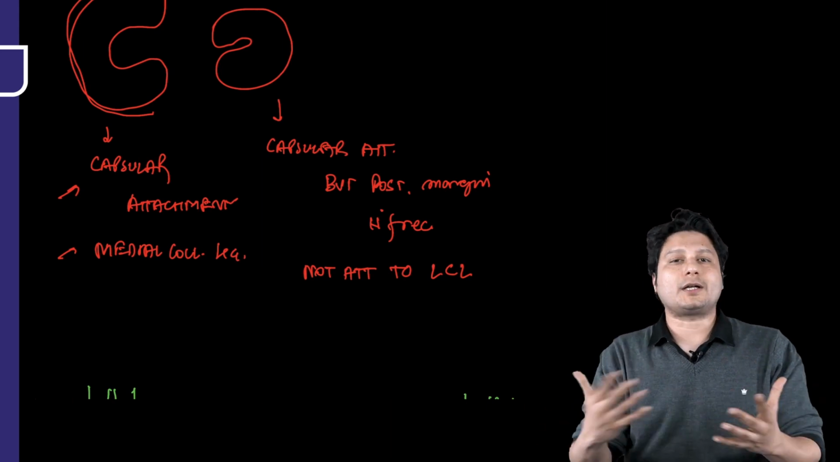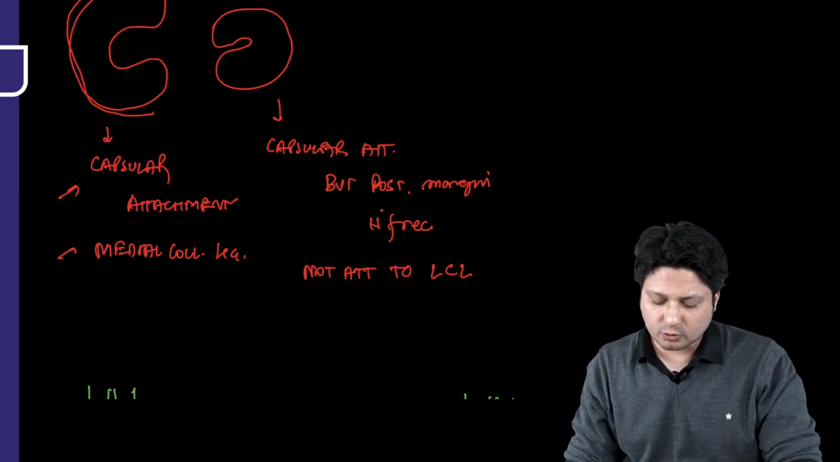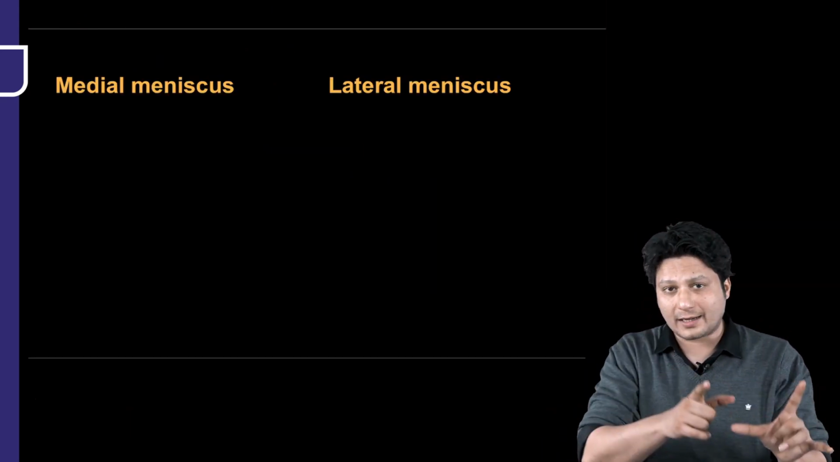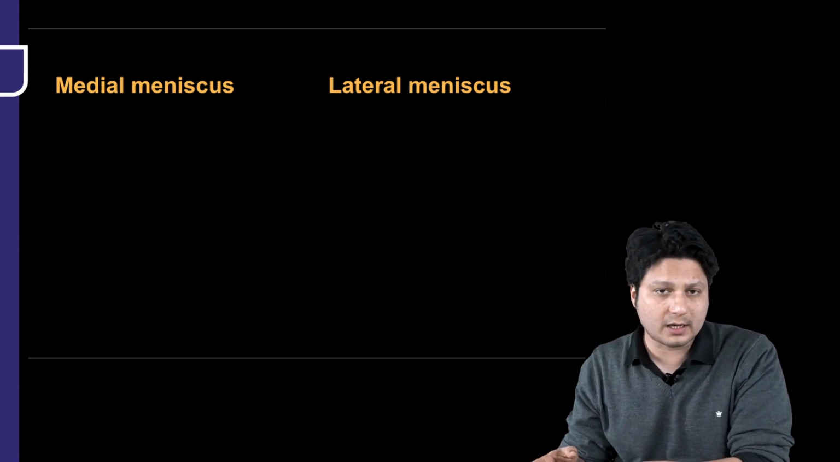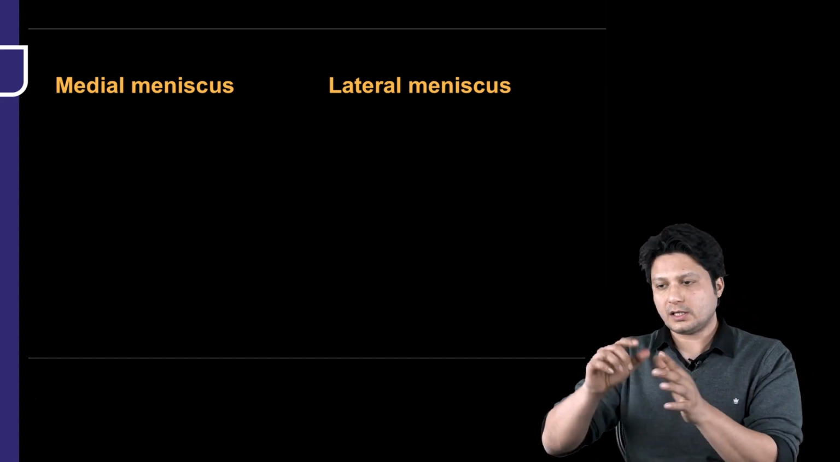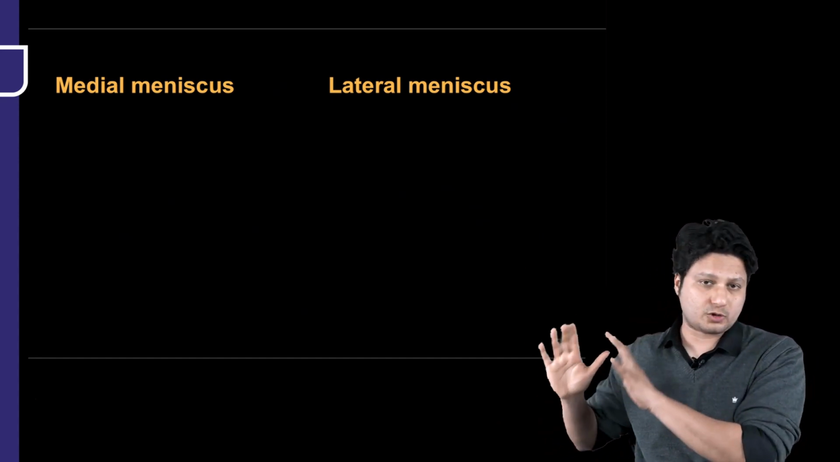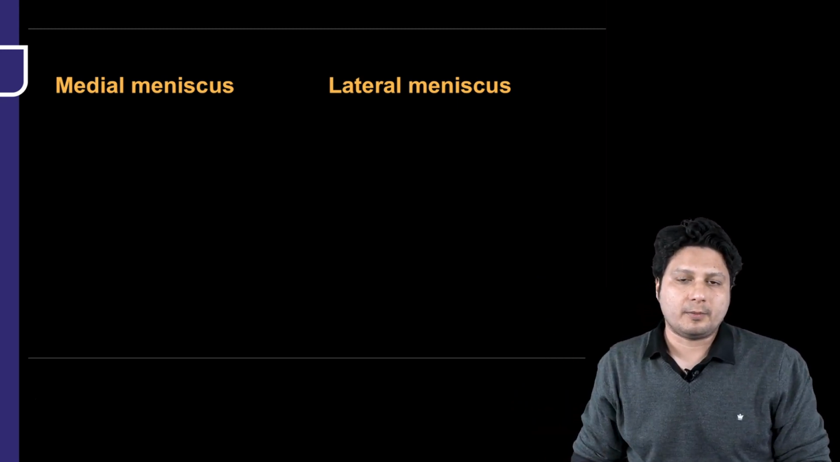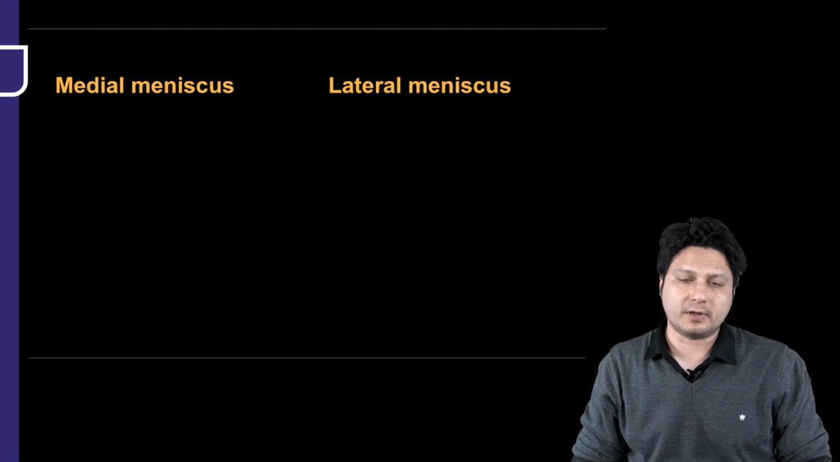Lateral meniscus is not attached to the lateral collateral ligament. So these are the two facts which are extremely important for you to remember: medial meniscus is attached to the medial collateral ligament, lateral meniscus is not attached to the lateral collateral ligament. Medial meniscus is attached to the capsule in its entire periphery, while lateral meniscus is not attached to the capsule posteriorly, to provide the space where the popliteal tendon passes in between the two.